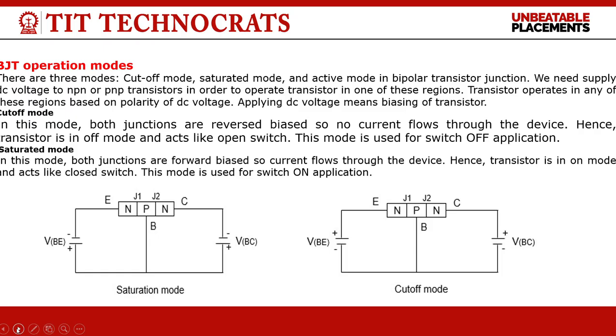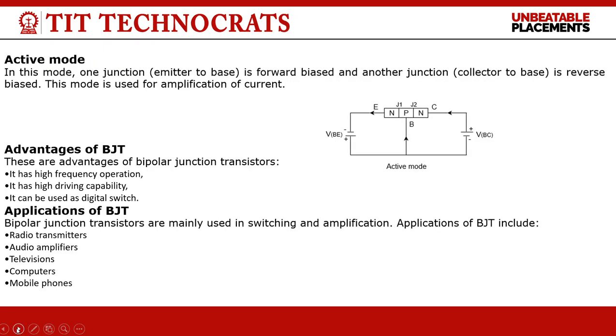Now the second one is saturation mode. In this mode, both the junctions are forward biased, so the current flows through the device. Hence, the transistor is in on mode and acts like a closed switch. This mode is used for switch on application. And this is the diagram of both the modes, that is cutoff mode and saturation mode.